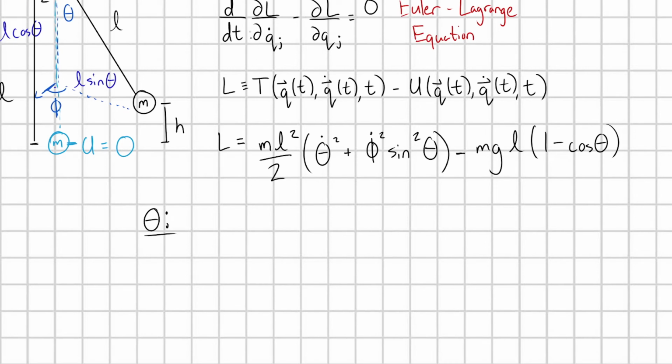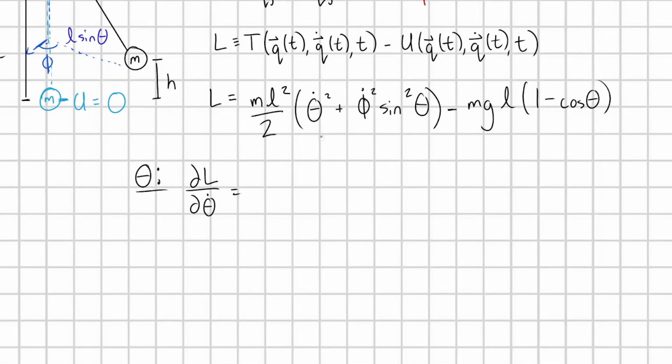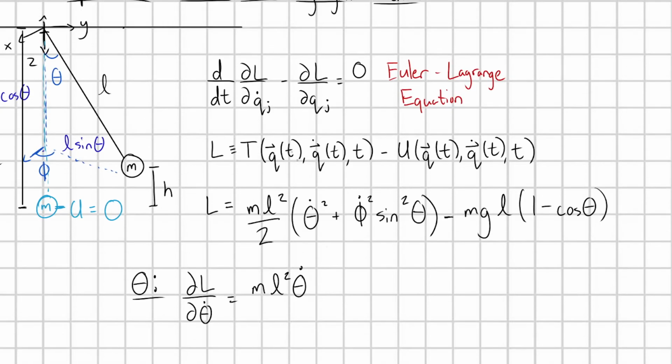So let's start by finding dL with respect to theta dot, okay? And you know, we can see that this is not bad at all. I only have theta dot actually appearing one time in this entire equation here. So I'm going to be left with mL squared theta dot when I take that derivative. Okay, cool. And we know we don't just need the derivative with respect to theta dot.